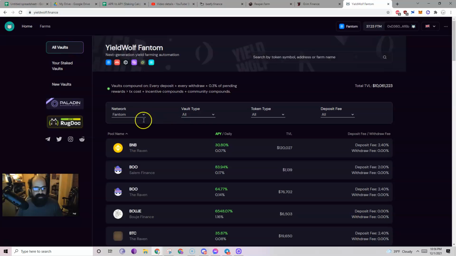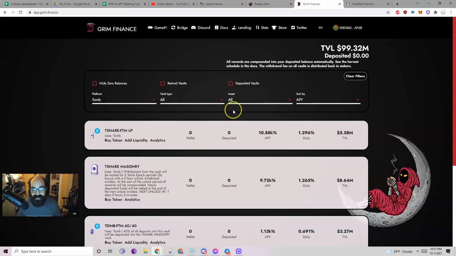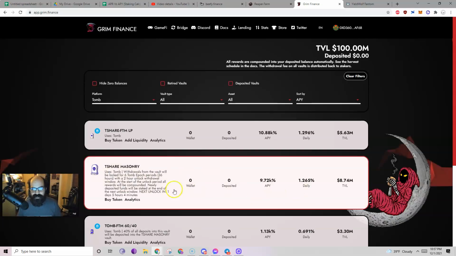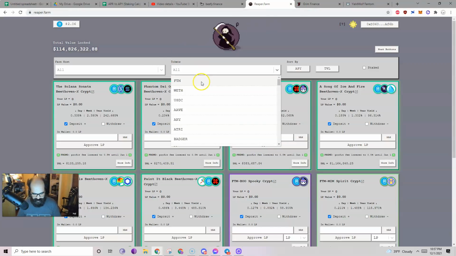Let's see, I just want to search for T-share. Okay, so this only has the Fantom T-share with an APY of 8,600, which is like 2,000% lower than the other ones. Unless it's been tanked by you guys who have aped into it. Here you can do the T-share masonry, and you're looking at 9.7 currently. Still 9.7. So this is, I think, the only place where you can auto compound T-share, which is really cool that they manipulate that for us.